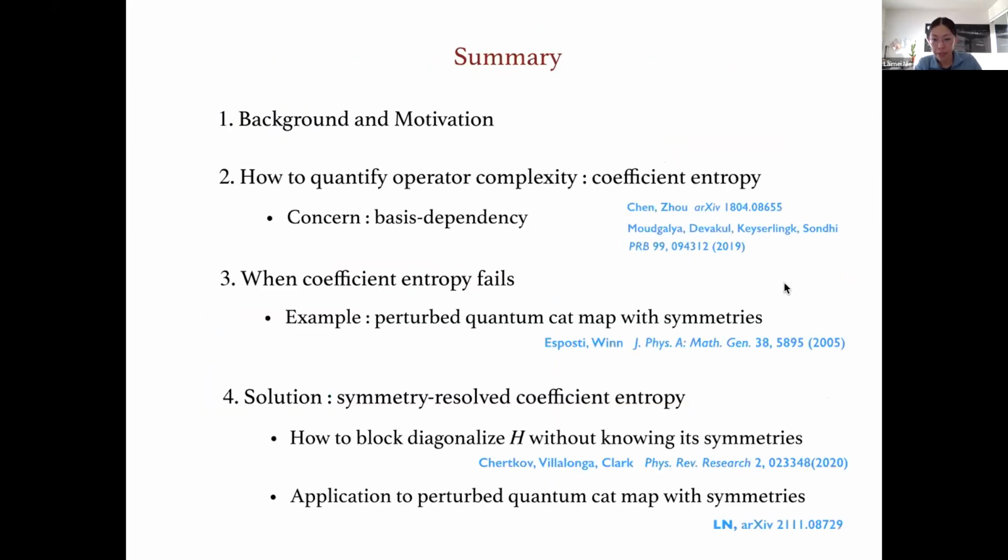Okay, so with that, I would like to quickly summarize what we have done. I gave you a precise tool, an old tool that people use to quantify operator complexity. That is the coefficient entropy. It's the Shannon entropy of operator coefficients. And we see that it fails in the quantum cat map with symmetries. And we further propose a symmetry-resolved coefficient entropy as the proper diagnosis of operator complexity. In particular, I told you how to block diagonalize a Hamiltonian without knowing the symmetries, using a numerical procedure developed by the spin liquid community. And we applied this general recipe to the perturbed cat map with symmetries and saw its success and effectiveness.